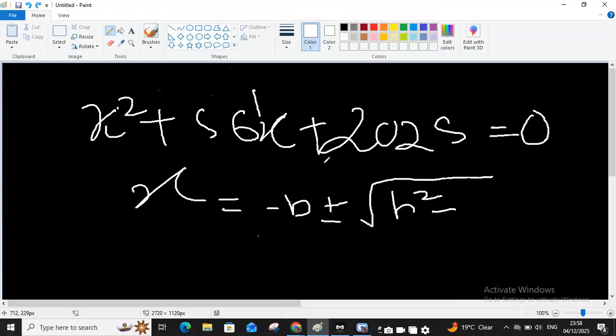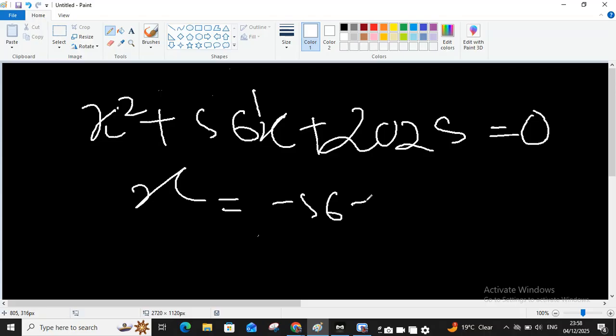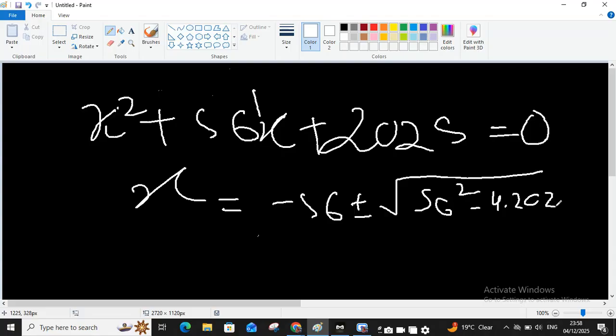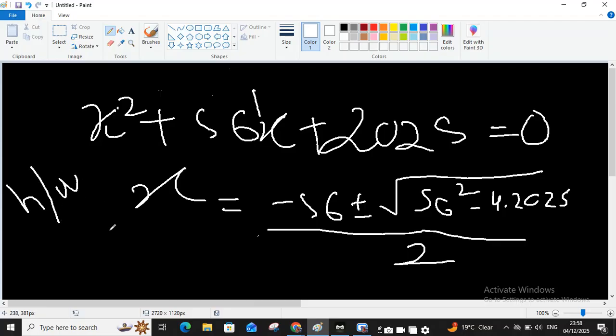So it is minus b plus or minus the root of b squared, which is 56 squared, minus 4 into 2025, all divided by 2. You will be getting two roots. I am giving this as homework. You have to find the roots, tell me the nature, and also represent it in a graph. This is the basic concept you have done, right?